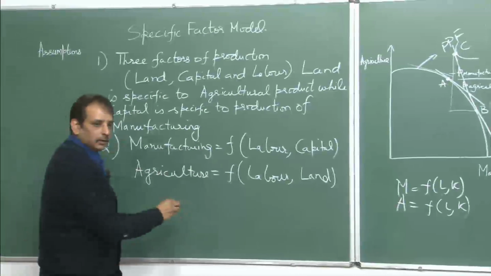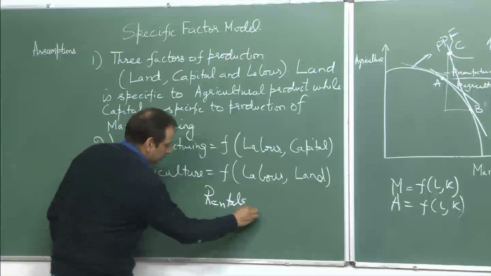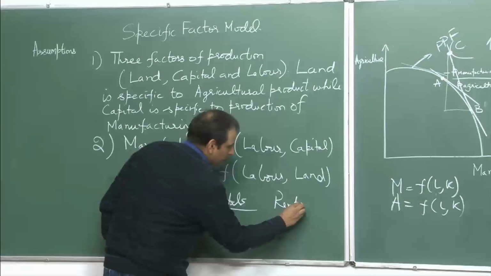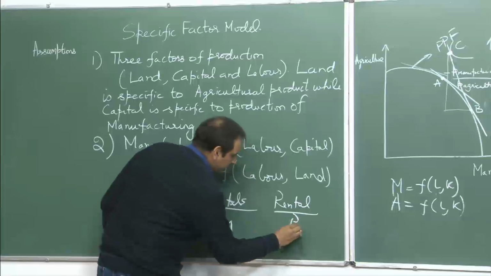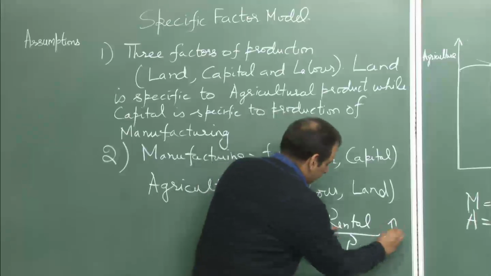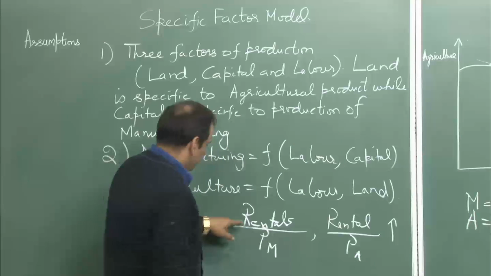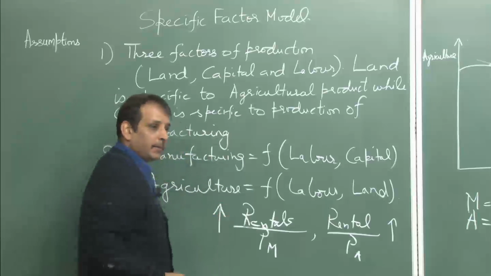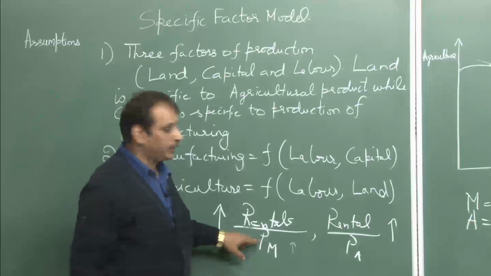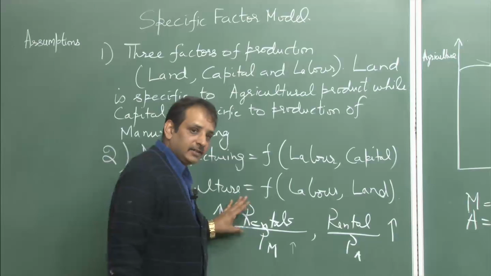Rentals. Yeah, rentals to the price of manufacturing, and rentals to the price of agriculture. The marginal productivity goes up. There is no change in the prices here, right? This also goes up, but remember, the price of manufacturing has gone up, and the marginal productivity of capital has gone up. So when can this happen?